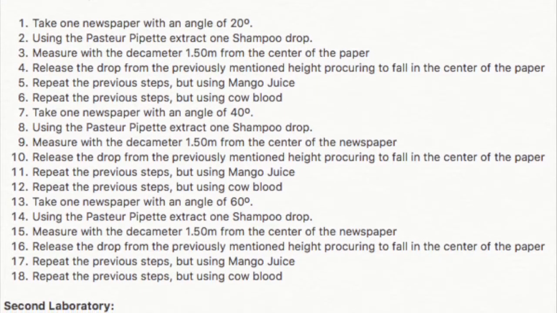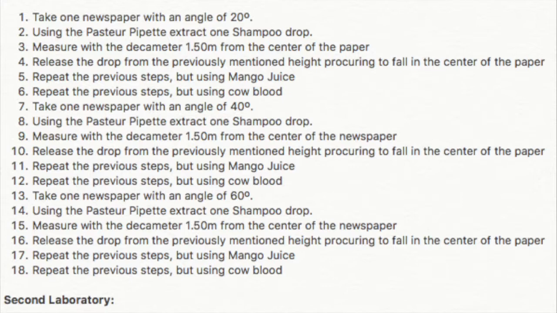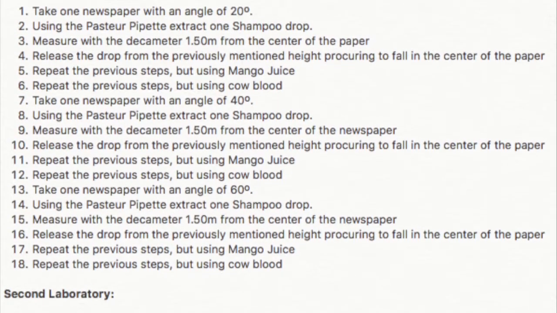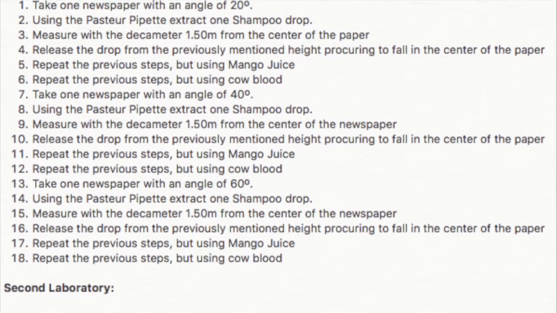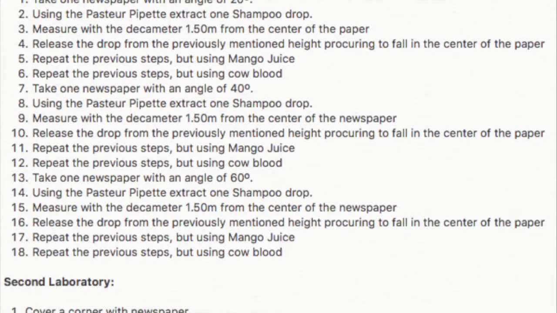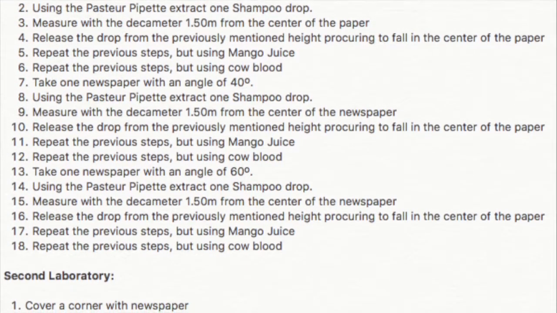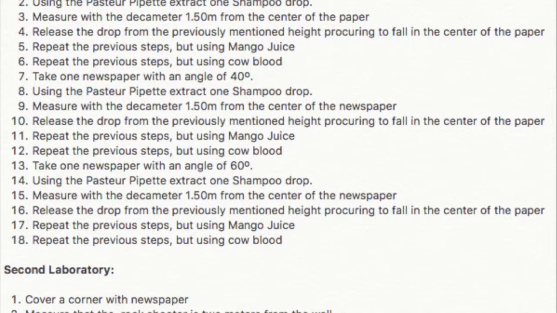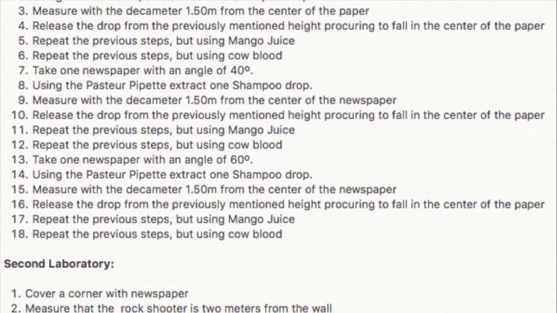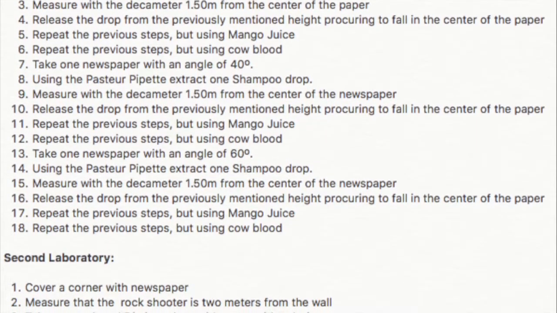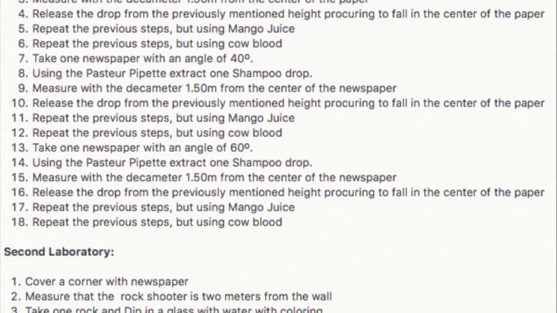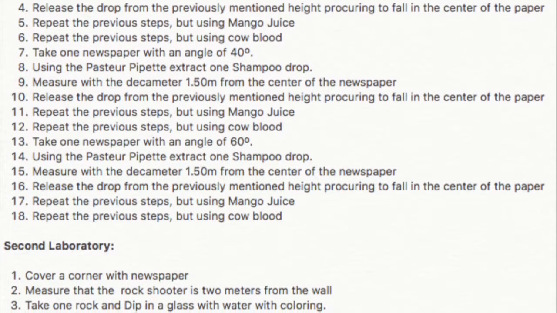7. Take one newspaper with an angle of 40 degrees. 8. Using the pastry pipette, extract one shampoo drop. 9. Measure with the decameter 150 meters from the center of the newspaper. 10th, release the drop from the previously mentioned height, producing the fold in the center of the paper. 11. Repeat the previous step using mango juice. 12. Repeat the previous step using cow blood.